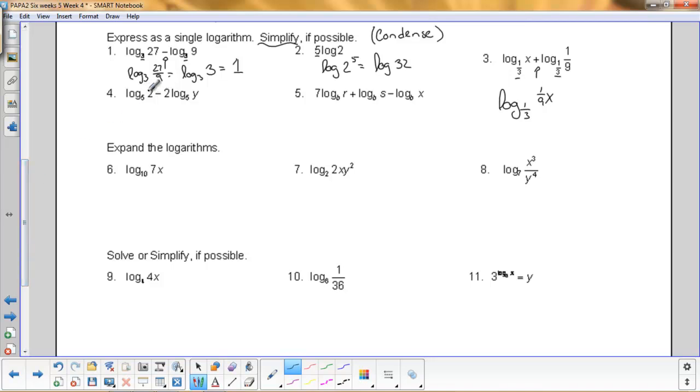Next, we're going to look at these two, same base. Again, multiple properties going on here. The first property is the quotient property, and the second property is the exponent property. So I'm going to write my logarithm, log base 5. I'm going to start with my first argument, 2, times my second argument, y squared. And so that is log base 5 of 2y squared.